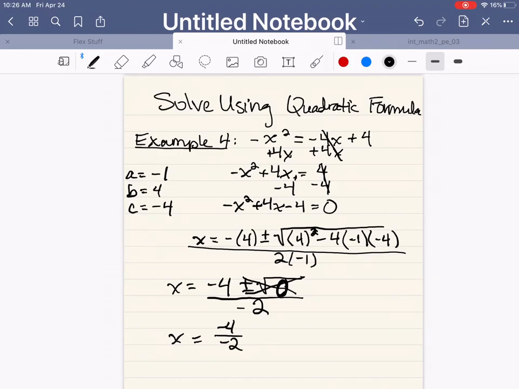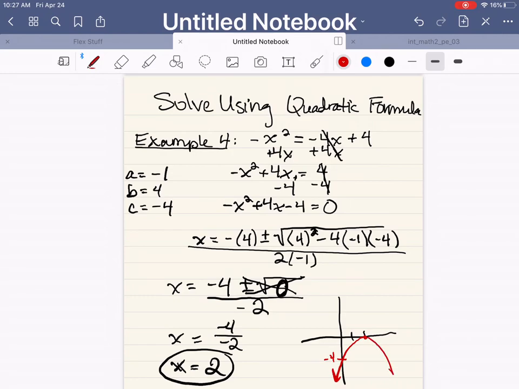And if we type in our calculators or do in our head, negative 4 divided by negative 2, we get x equals positive 2, which is positive because a negative divided by negative is positive. So there's our one solution. That means that our quadratic graph does something like this. It's at 2. It goes down because, and it crosses at negative 4 on the y, because a is negative, so it looks something like that.